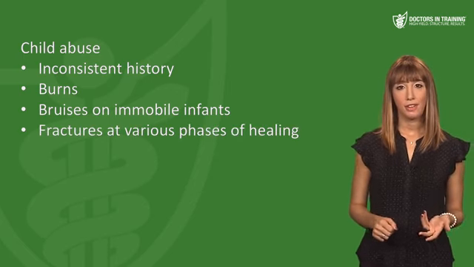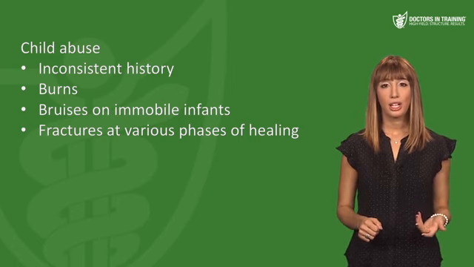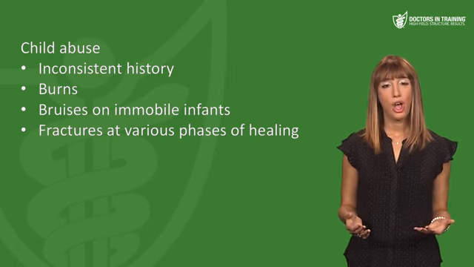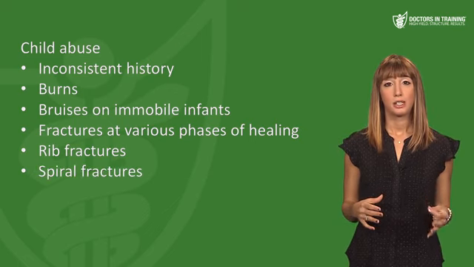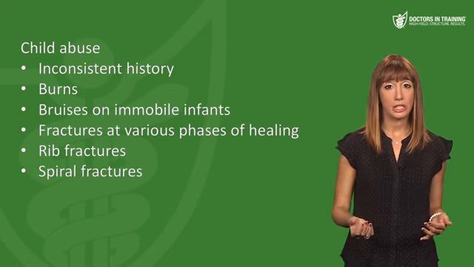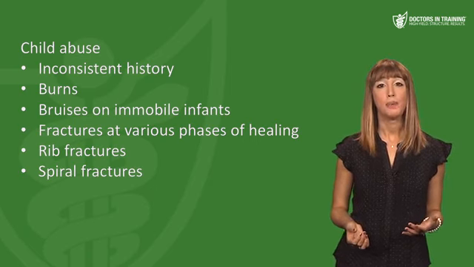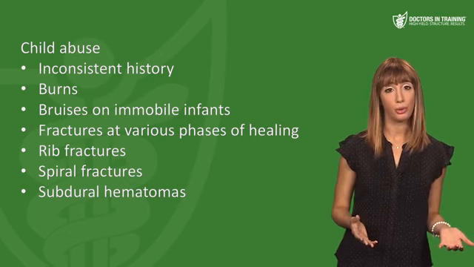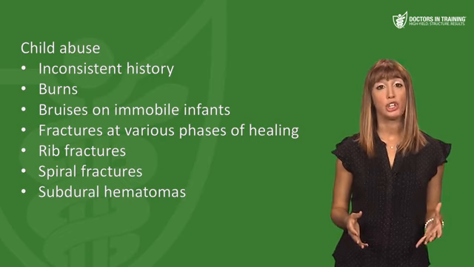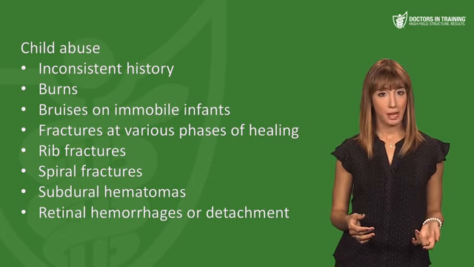Multiple fractures at various phases of healing suggest possible abuse. You can also look at the location of fractures. Look for rib fractures from squeezing the child or spiral fractures from twisting the child's arms. On head CT, you might see unexplained subdural hematomas, new or old, from either blunt trauma or shaking. And shaking a baby can also lead to retinal detachment.